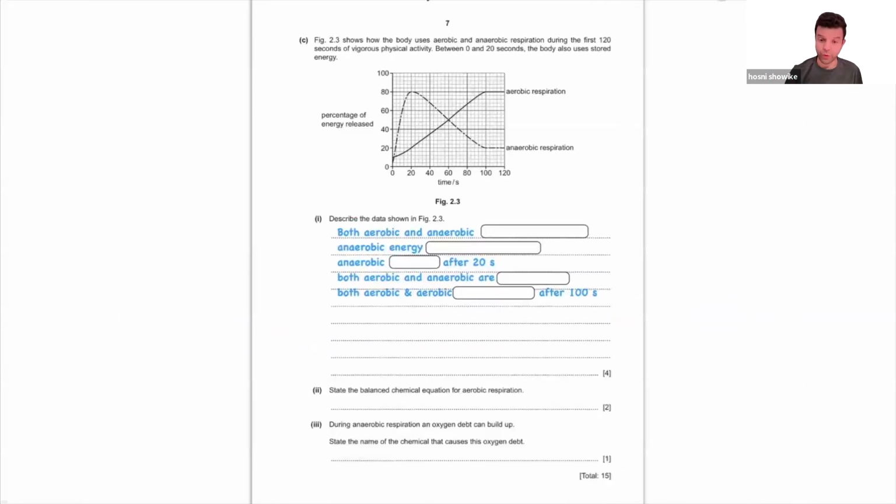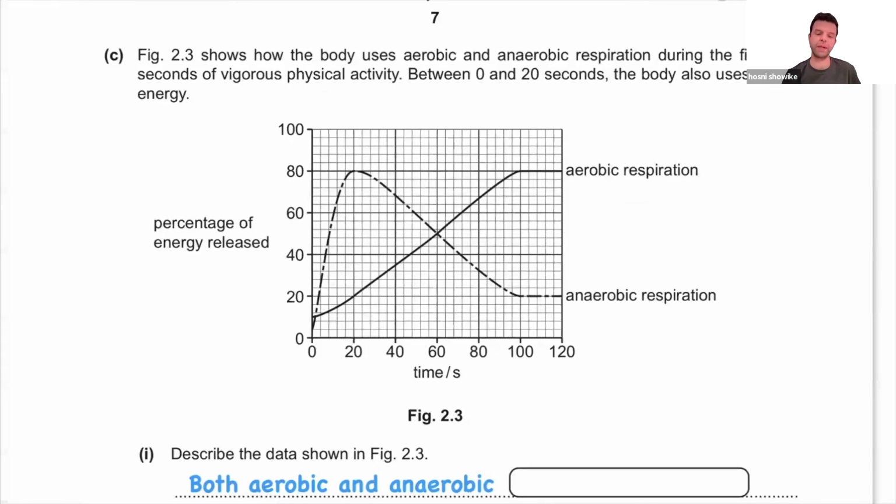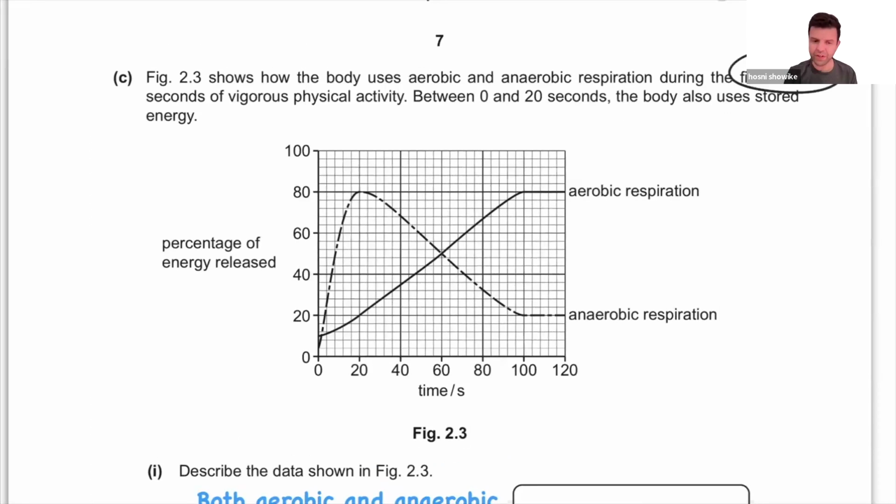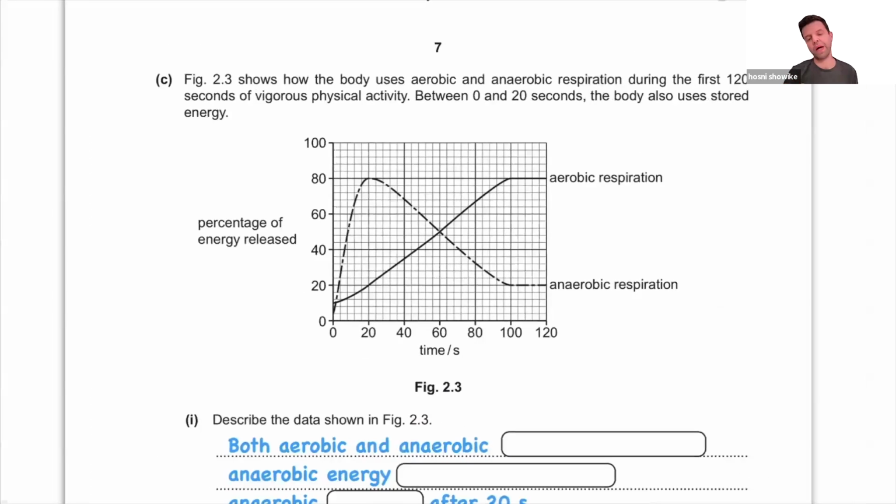Okay. The same question continues here. It's showing us somebody who's been exercising for 120 seconds, 2 minutes, and they show me the percentage of energy released by aerobic and by anaerobic respiration. At any moment in this graph, if you add up the energy from aerobic to the energy from anaerobic, it's 100, because that's the only way you can get energy in your body, right? So if you notice here, the energy from anaerobic is 80% and aerobic is 20, and so is here. So the amount of energy from either process will always add up to 100.